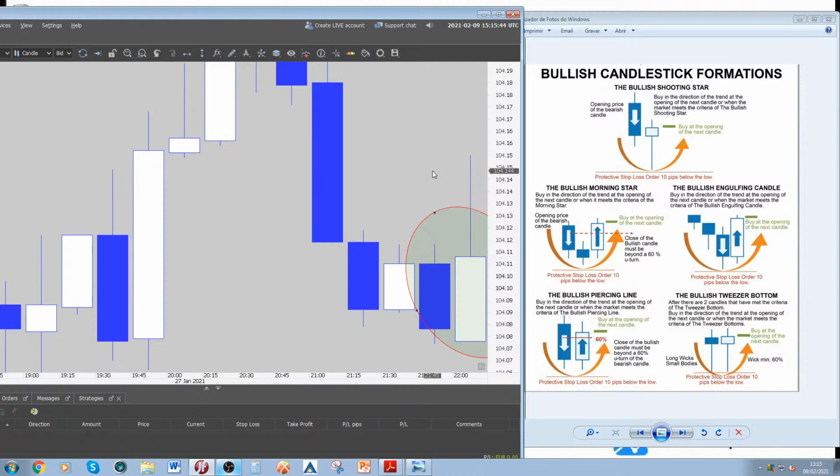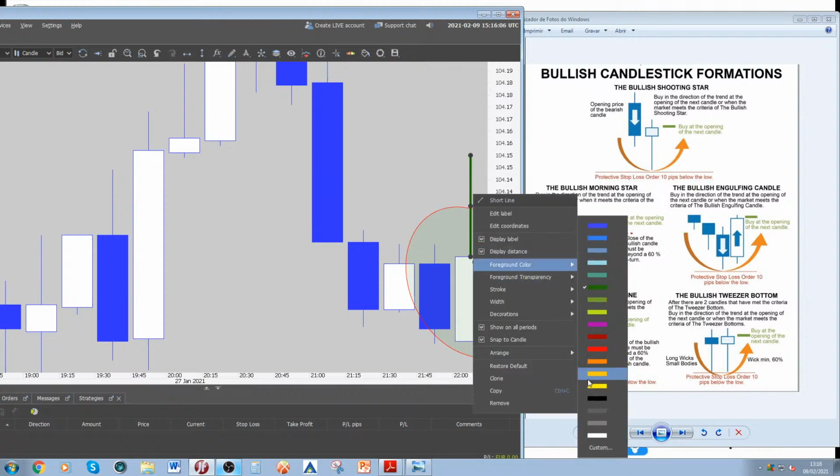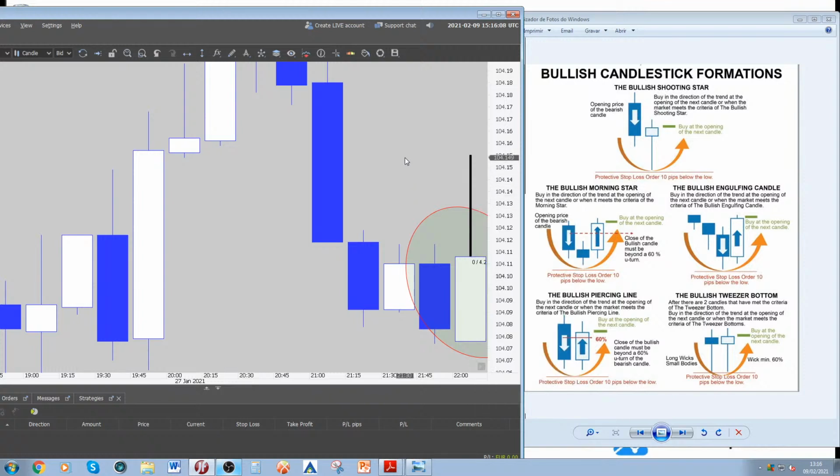This is one of the trickiest ones. Is this a bullish candlestick? Those two, the white with the long wick. Is this a bullish candlestick formation, everybody? Yes or no? What do you think?